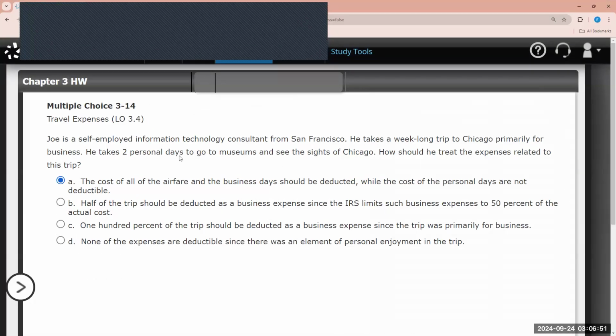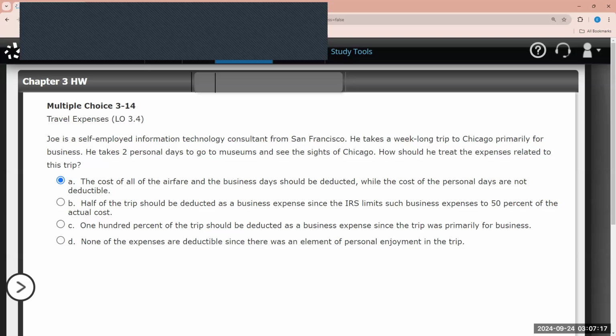In this example, it asks, how should he treat the expenses related to this trip? Joe is a self-employed information technology consultant from San Francisco. He takes a week-long trip to Chicago primarily for business. He takes 2 personal days to go to museums and see the sights of Chicago. How should he treat the expenses related to this trip?